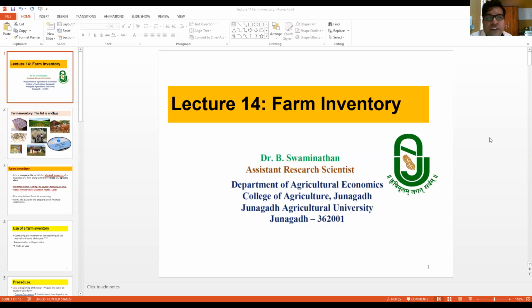Today's topic is going to be lecture number 14 in your theory, farm inventory. This topic is also very important from a practical point of view. So, farm inventory. We have two keywords here. First is farm, and then inventory.